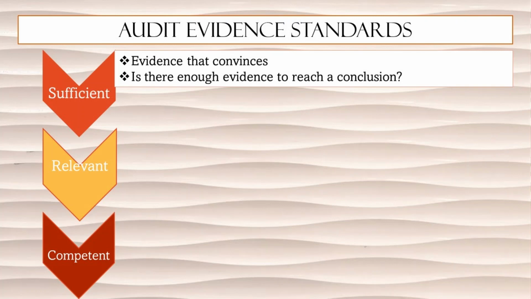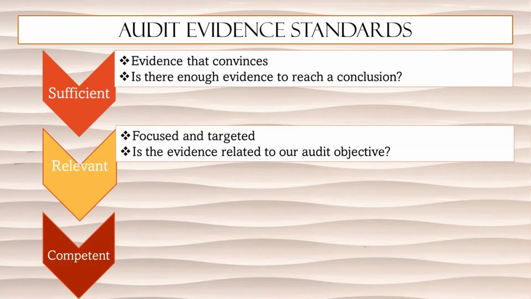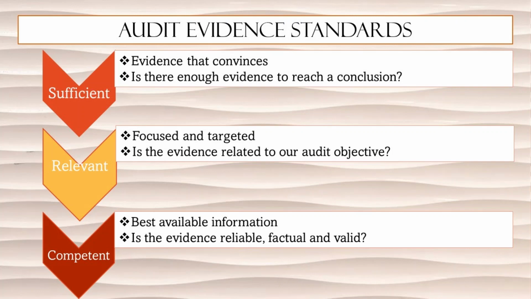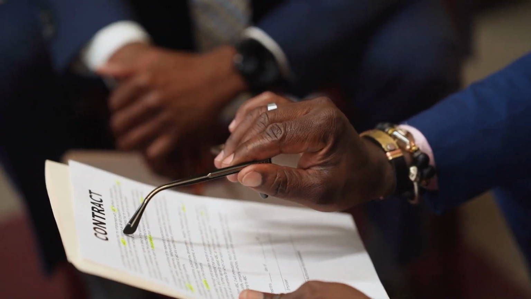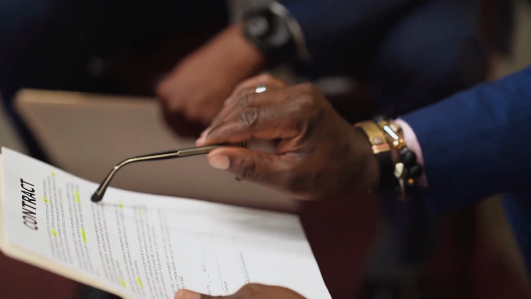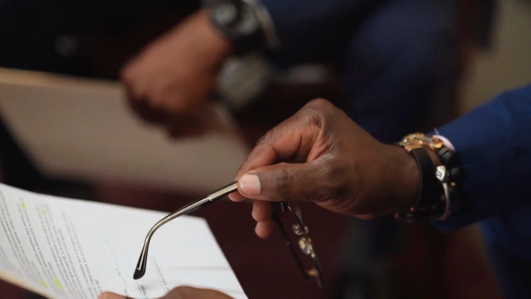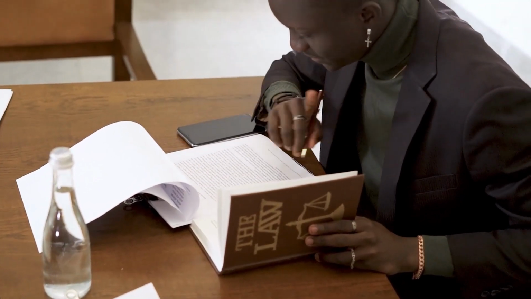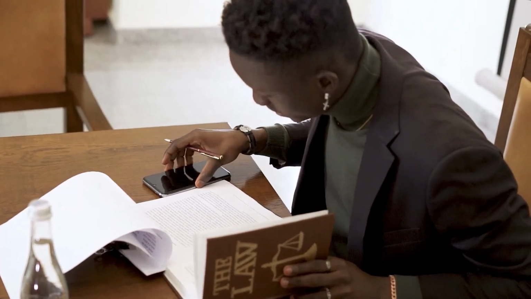Evidence should be relevant, which means the evidence we obtain should be related to the audit topic that we are examining. It should be focused and should align with our audit objectives. Evidence should be competent, meaning that the supporting evidence should be reliable, factual, and valid. When we obtain the original signed contract for an agreement, rather than just a copy of a contract, we are obtaining the most competent piece of evidence because it is the best available information. It is the primary source of that contract.